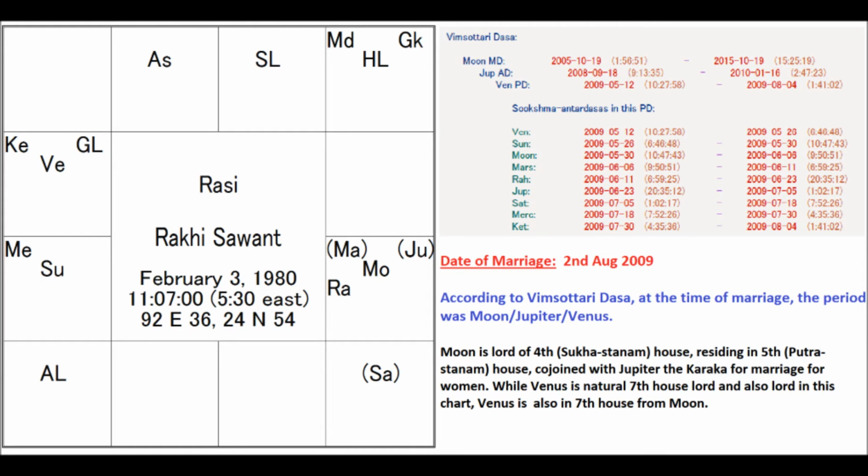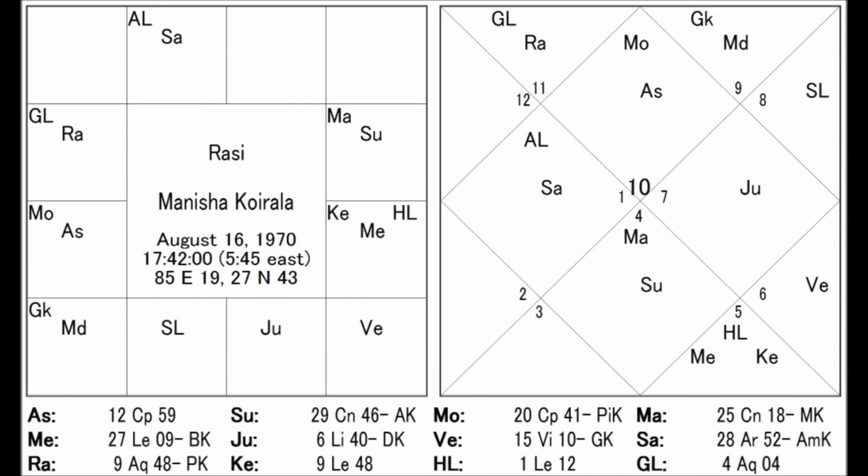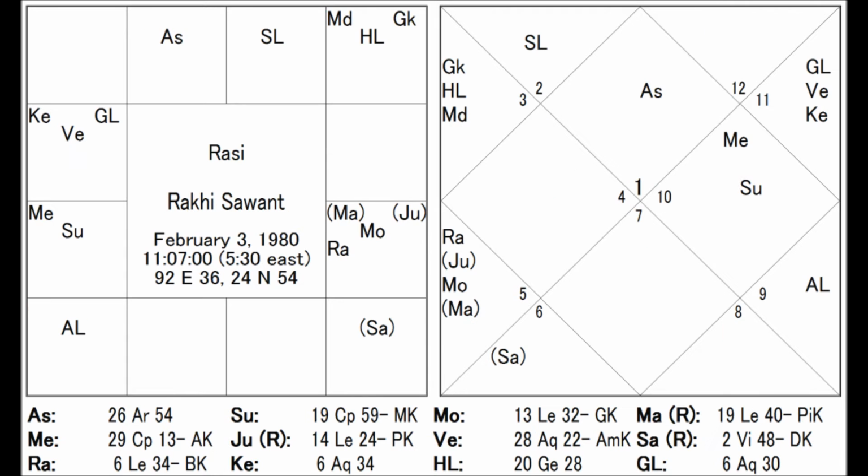Moon is the lord of the 4th house, is residing in the 5th house and is co-joined with Jupiter, the natural karaka for marriage. Jupiter is also the lord of the 12th house, pleasures of bed, and Mars, the 1st house lord, is also co-joined with the moon. So moon has been co-joined with the two important planets Mars and Jupiter pertaining to marriage.